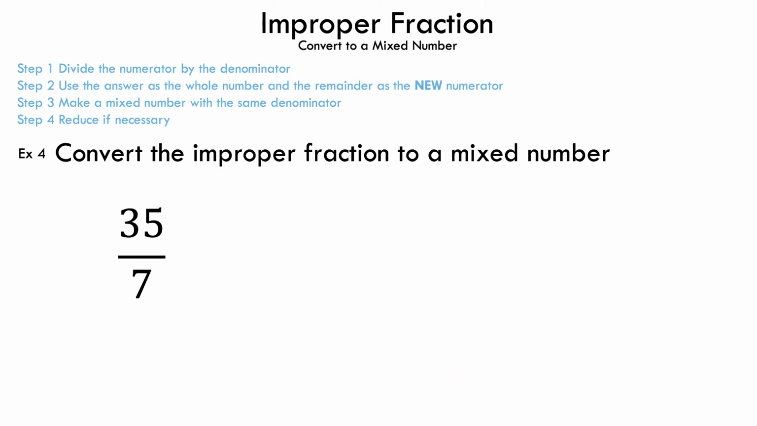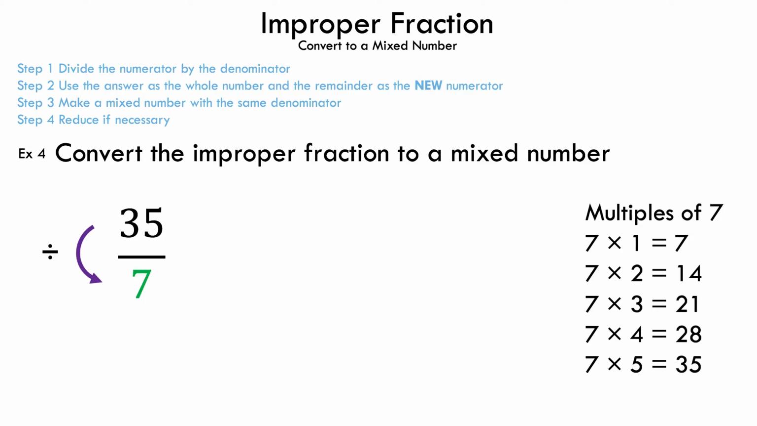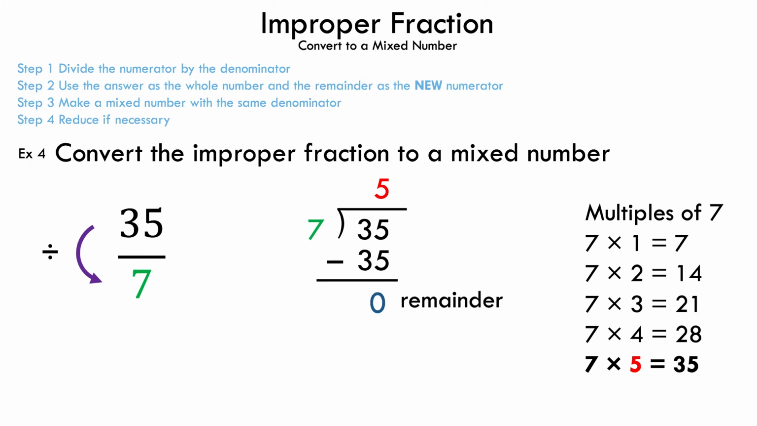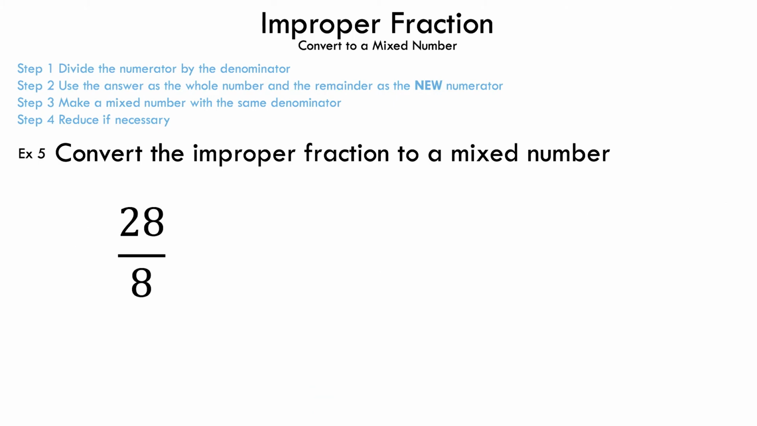Convert the improper fraction to a mixed number. Same process, divide. Let's write down the multiples of 7. And now we can begin the process. As you can see, one of the multiples of 7 is actually the answer. So we can just write down the 5 above. And then 5 times 7 is 35. Subtract the two numbers. We get 0 as a remainder. In this case, 5 and 0 over 7, you don't really see that. You only see 5. So your answer is 5. So let's take a look at example 5.